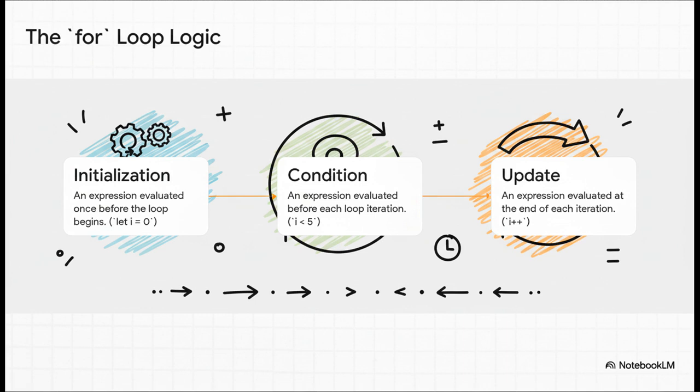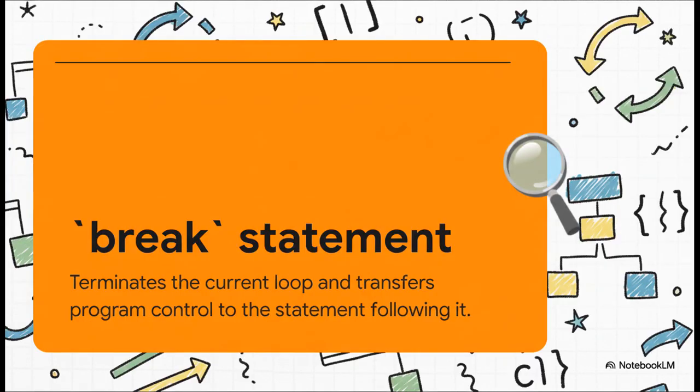This gets checked before every single pass. If it's true, we go. If it's false, we stop. And finally, the update, i++. This runs after each pass. It's a super simple but powerful pattern. Start, stop, and step. But what if you need to get out early?